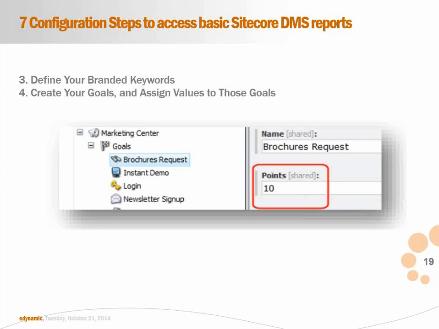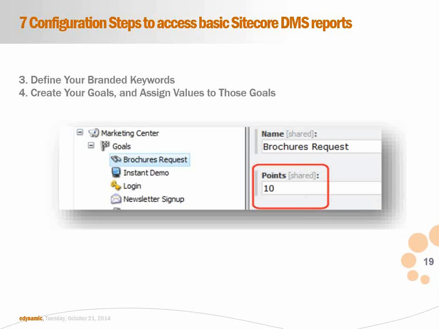That's how you should create your goals and assign values to them. Goals and page events: page event content items contain a points field, as you can see on the screen, into which you can enter a value, and Sitecore uses this number to calculate an overall value for a visit.